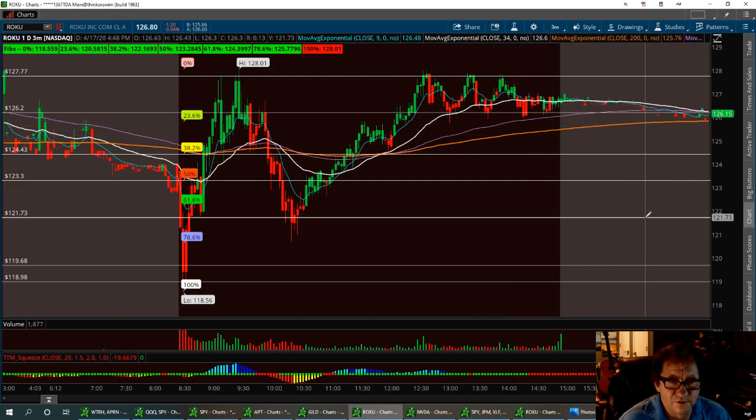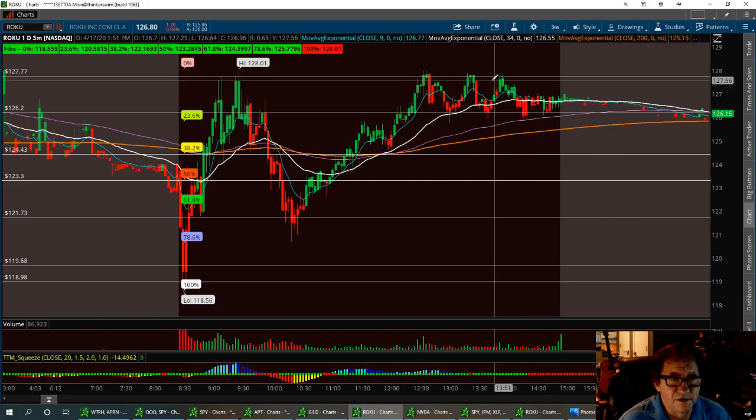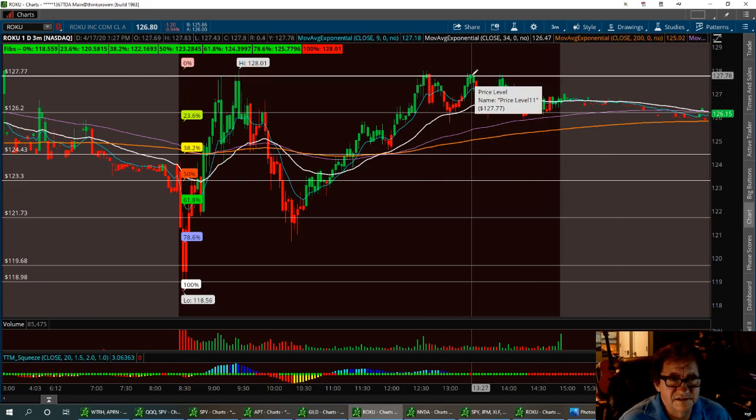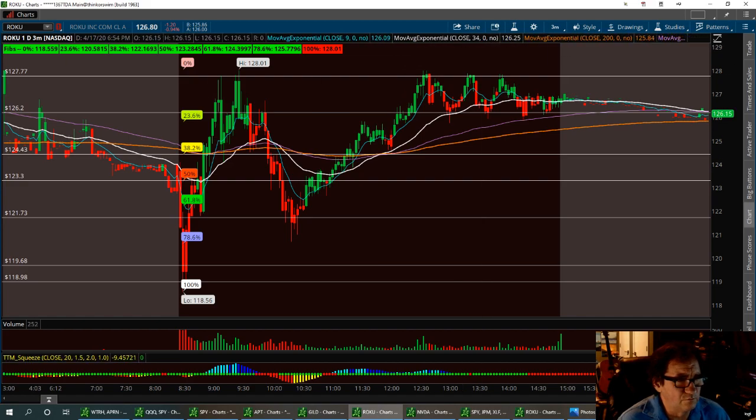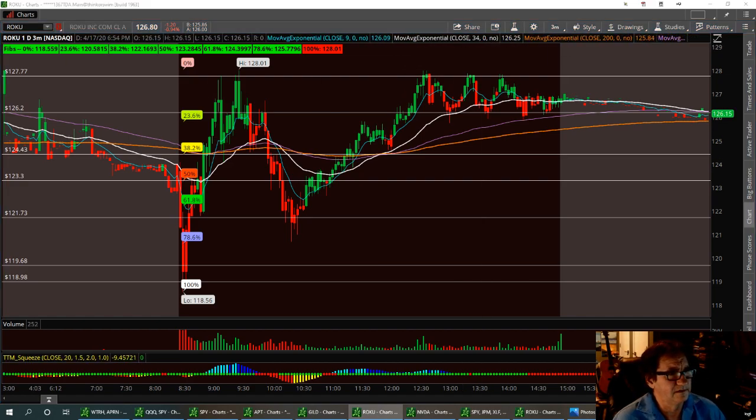But low support at 121.73, 123.30. Then you've got that 124.43 with a resistance to break at 127.77, back up to that 130, 132 level. And that's going to be Roku.